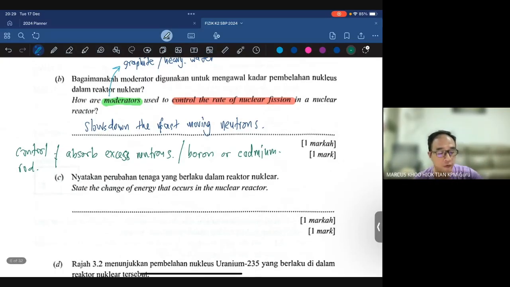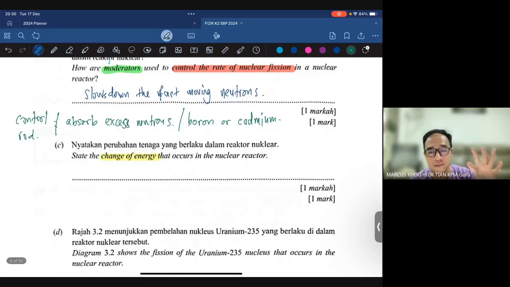State the change of energy. This is what we sometimes call the super bonus question, because this is actually a Form 1 question. Change of energy is something you learn, actually not even Form 1, but from primary school. Basically the answer for this is nuclear energy changes to become heat energy.